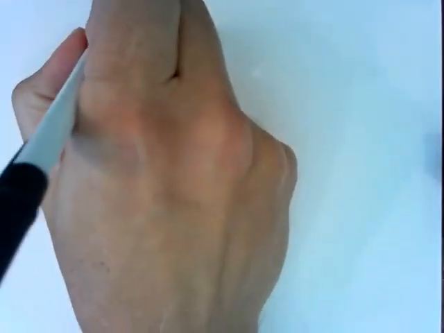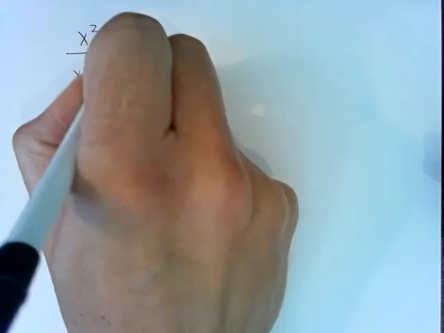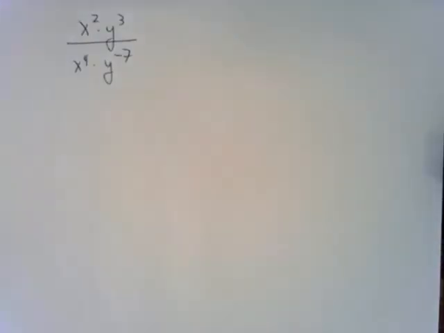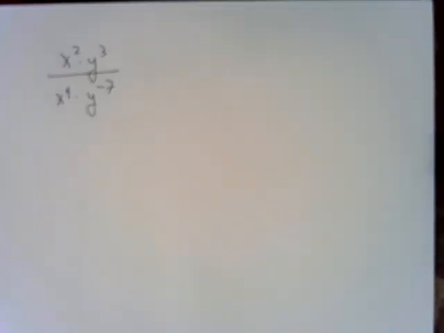So we'll do a few more complex examples now where we do have some mixed calculations before ending this video and moving on to units. So let's look at x squared times y cubed over x to the fourth times y to the minus seventh. If we wanted to simplify that.